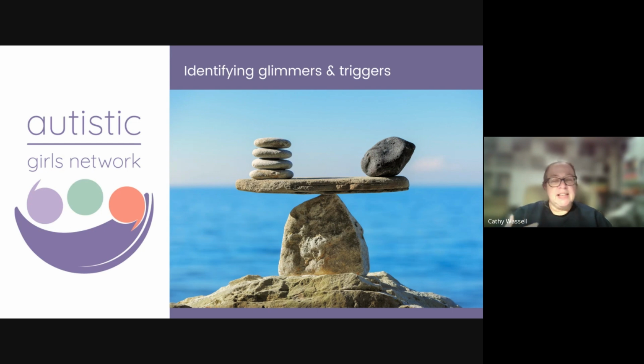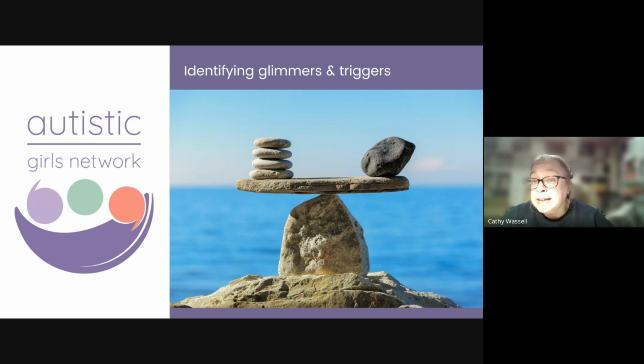So let's think about what things we really love and what things are horrible for us, what things make us anxious, make us react in a strong way, in a strong sensory way. Let's think about our glimmers and our triggers. So glimmers are those things which make us happy, which bring us joy. Might be something as simple as a tree of autumn leaves, or seeing your best friend, or hearing one of your favorite songs. Totally different for every person, although there's going to be a lot of overlap.